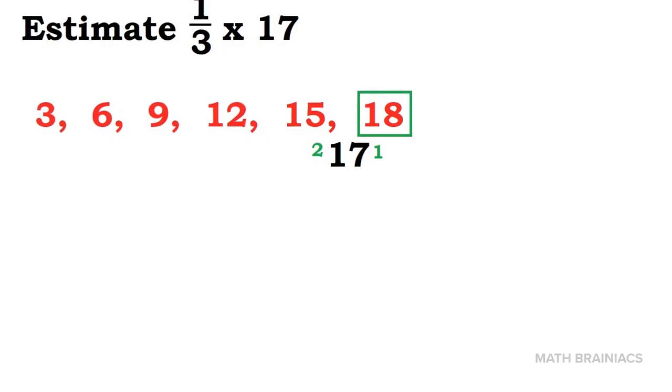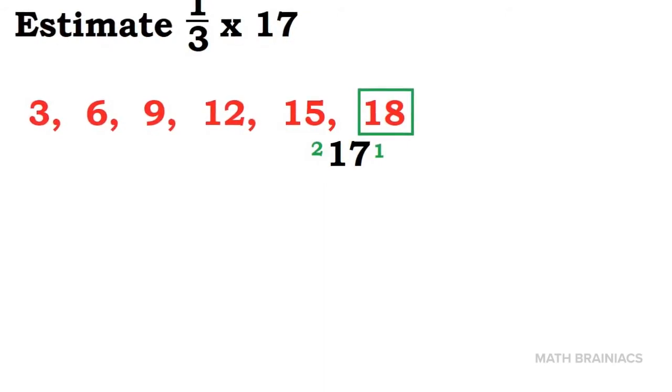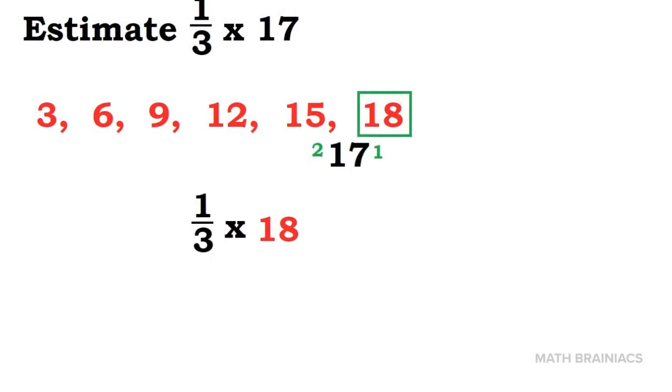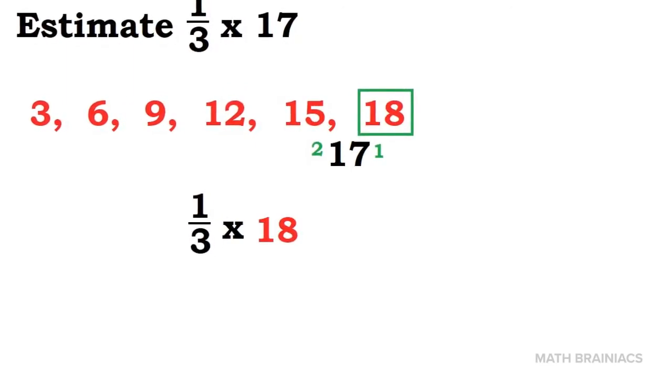Accordingly, 17 is much closer to 18 than 15. Because from 15 to 17, there is a difference of 2, while 17 and 18, there is a difference of only 1. So, we're going to consider 18. Consequently, we're going to round off 17 into 18.